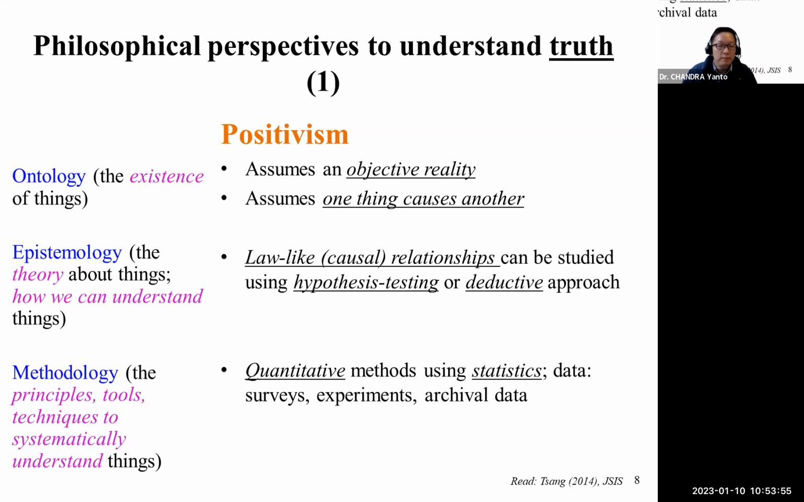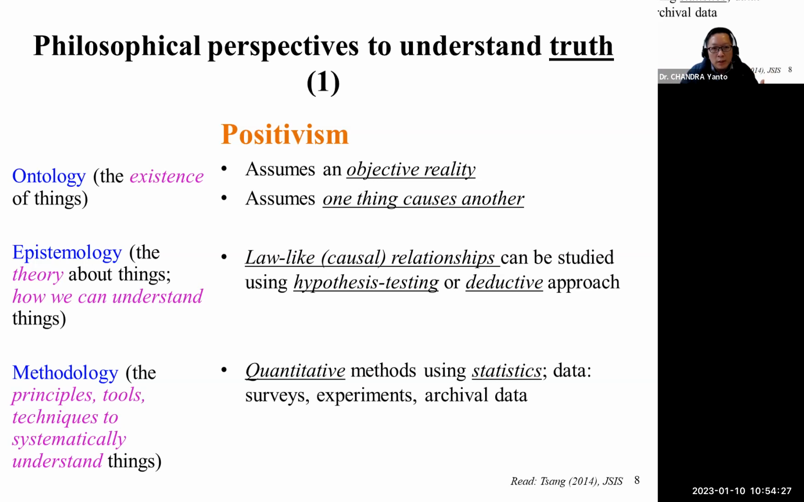People who believe in positivism believe that there is an objective reality. Like when we say trees, there is an objective reality that I can see the trees out there from my window. There are trees out there, right? And if I say there is wind, even though I cannot see the wind, I can see the wind is moving the trees. The trees are moving around, right? So these are more like positivism.